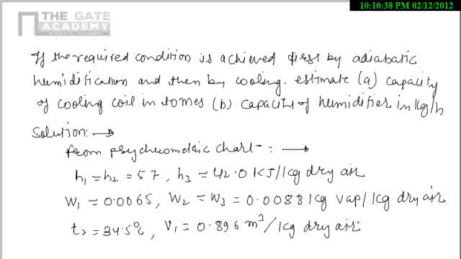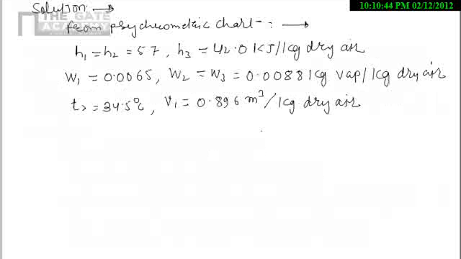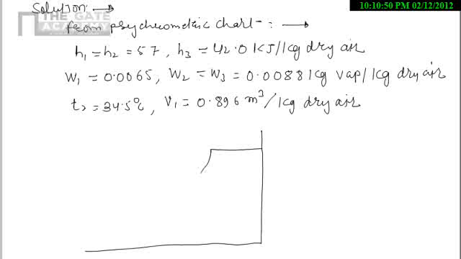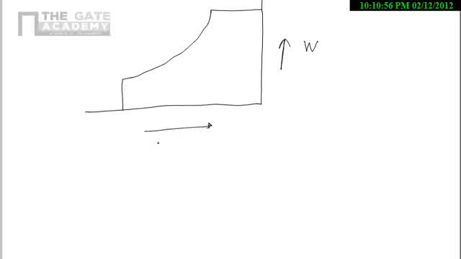So for this problem, I will just draw the psychrometry chart, and on that I will draw the process. So I am drawing the process here on this psychrometry chart. Here we are interested in W, and here we have dry bulb temperature. Now this is point 1, this is point 2, and this one is point 3. Here we have these three processes, these three steps, 1, 2, and 3.